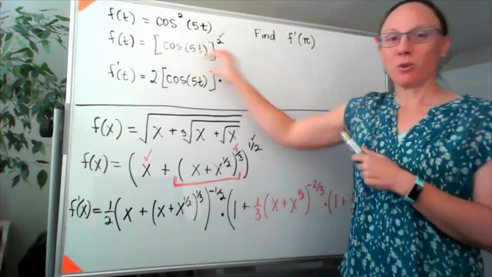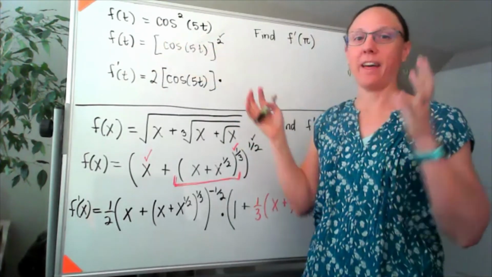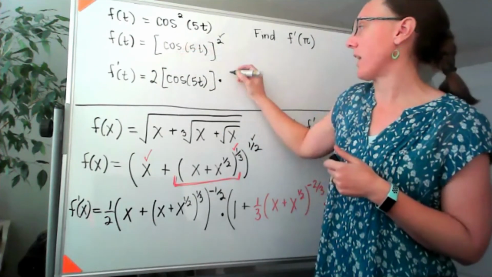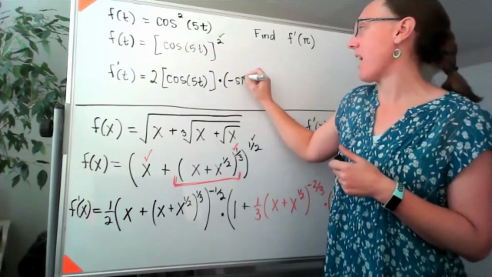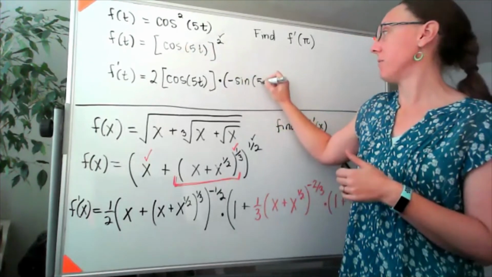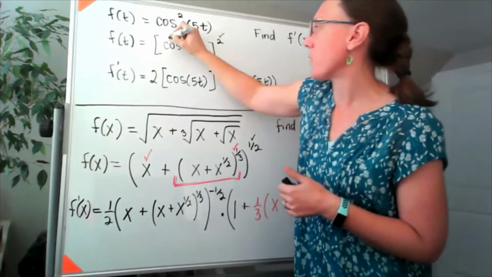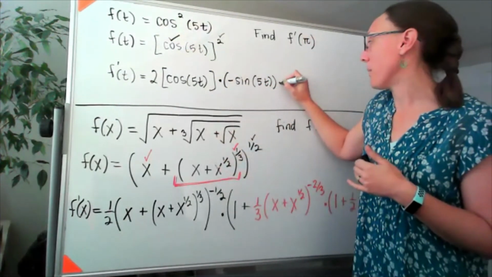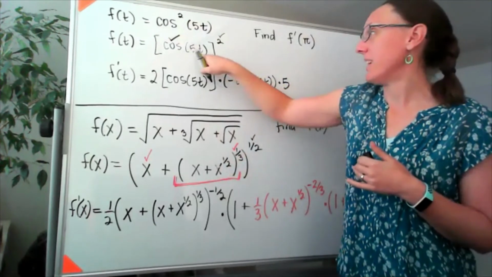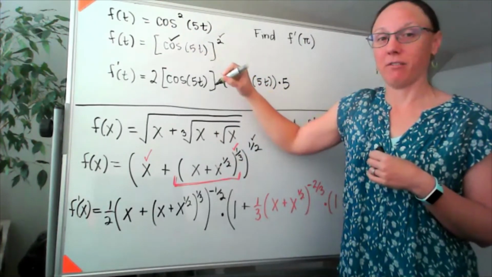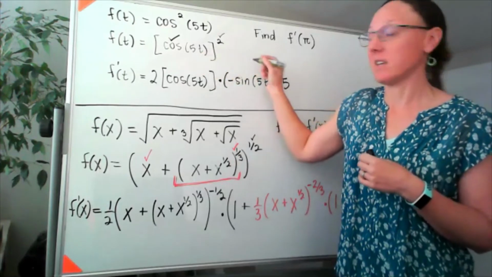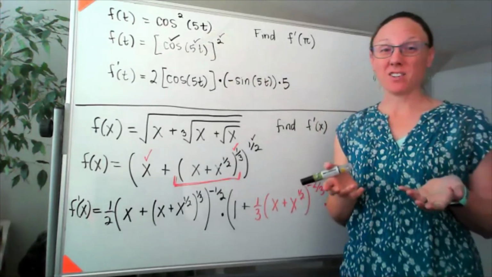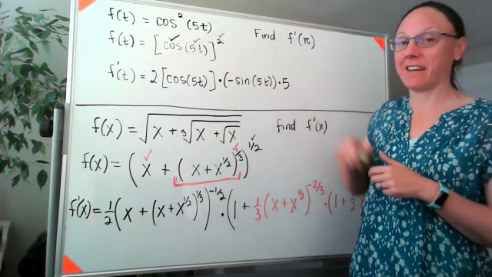Chain rule says I'm going to multiply by the derivative of the inside. Well, that next function that we would hit is the cosine. And the derivative of cosine is negative sine of the stuff. So I took the derivative of the cosine. Finally, I'm going to multiply by the derivative of 5t, which gives me 5. And now I've taken all of the parts of the derivative. But I haven't answered the question yet, because I asked us to find f prime of pi.